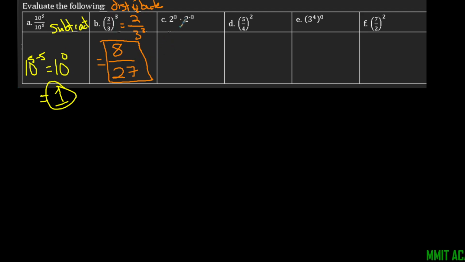Again, we can add exponents. I'm going to let you try that out. So it has 2 to the power 8 times 2 to the power negative 8. So that's going to be 8 plus a negative 8, which is equal to 2 to the power 0, which is still equal to just 1.